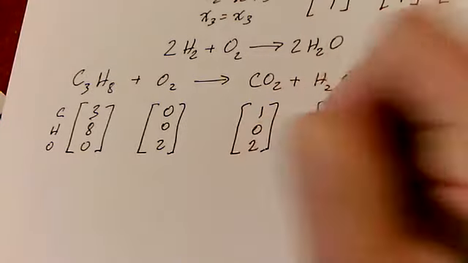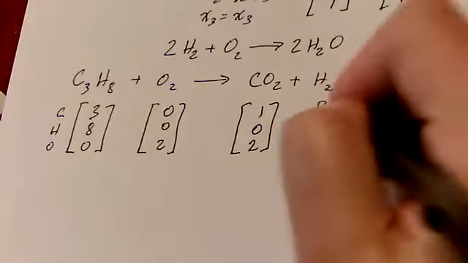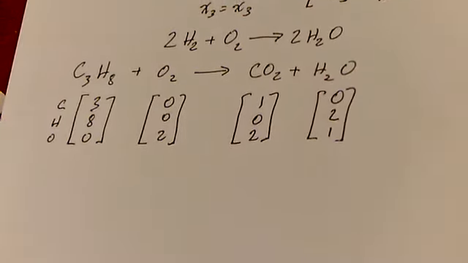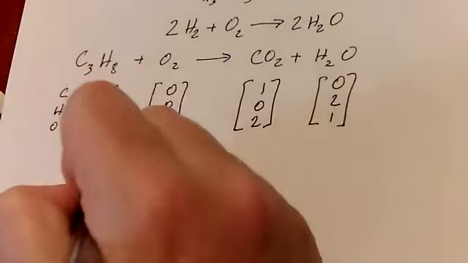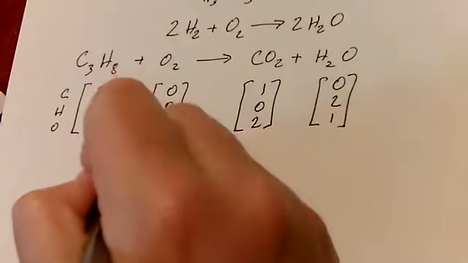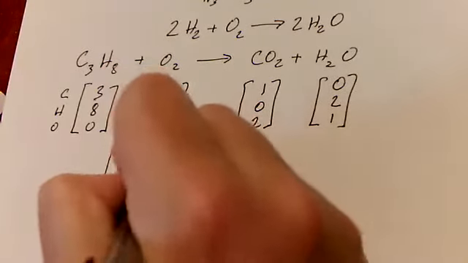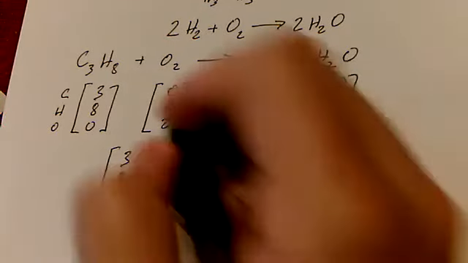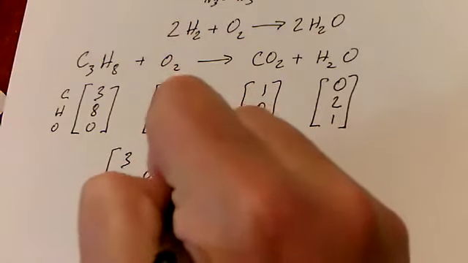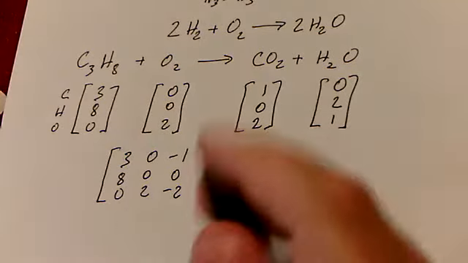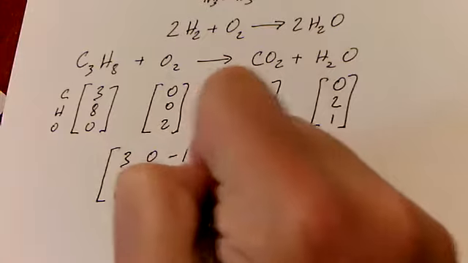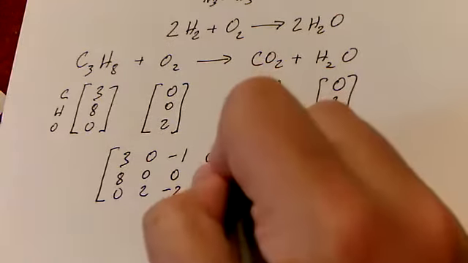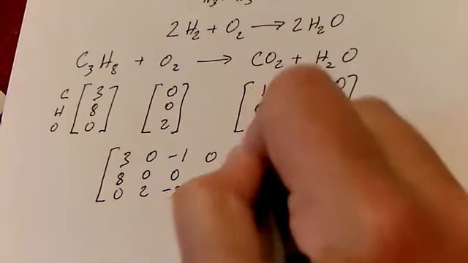And then the last one is water. I have no carbons, 2 hydrogens, and 1 oxygen. So I can turn that into an augmented matrix. That's going to be 3, 8, 0, 0, 0, 2. Remember, I'm bringing these over to the left-hand side of the equation, so this is going to be -1, 0, and -2. Bringing these over, this is going to be 0, -2, and -1. Remember, that is augmented to be a homogeneous system with zeros.